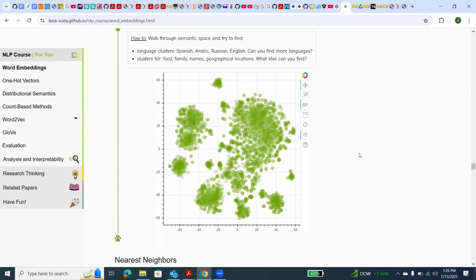Well, let's play a little bit, and if you find some interesting clusters, if you find something interesting, then share with us. For example, if you think that two words shouldn't be grouped together, but they are in the same cluster.